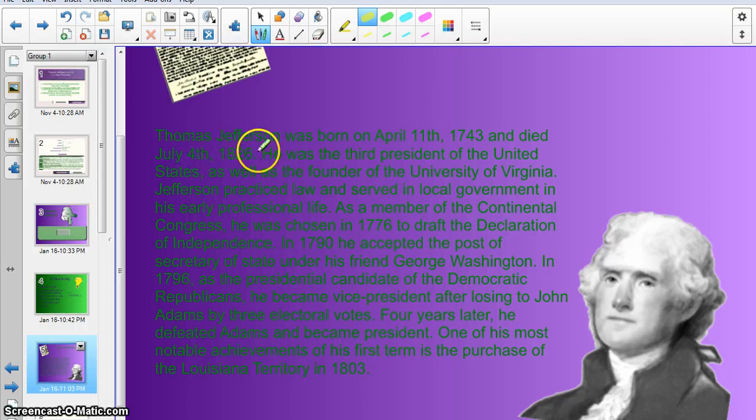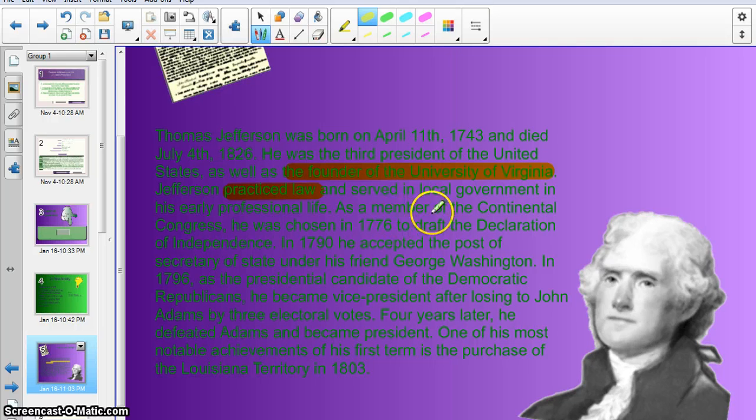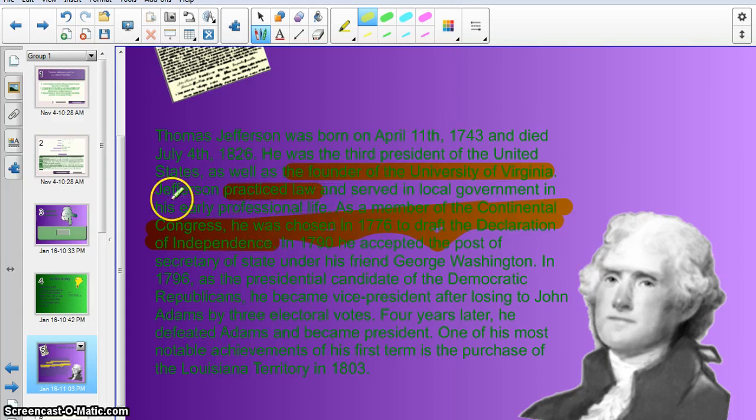One of the things I'm going to have after this is a quiz on the life of Thomas Jefferson. So I want one student to come up after it's read to highlight the important points. One thing they can highlight is that Thomas Jefferson was the founder of the University of Virginia. He practiced law. Another thing to highlight is that he was a member of the Continental Congress, and he was chosen to draft the Declaration of Independence. And that'll probably come out a lot better when the students actually do it.